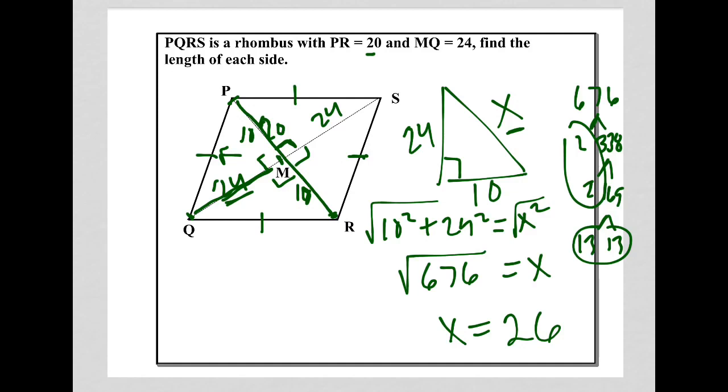We need to come back to the problem to remember what we're solving for here. We're finding the length of each side. Each side is our hypotenuse in all of these triangles. So that means each of these sides has length 26.